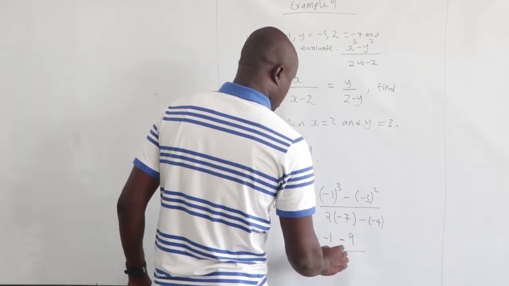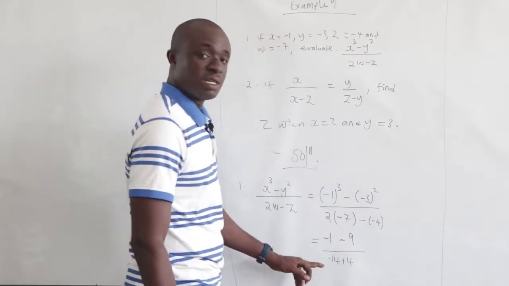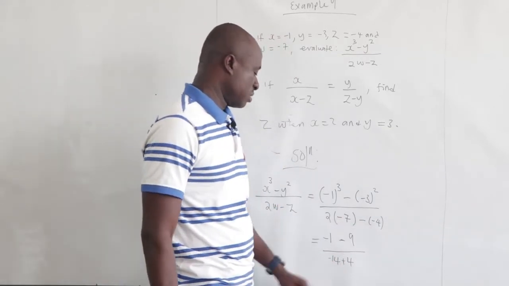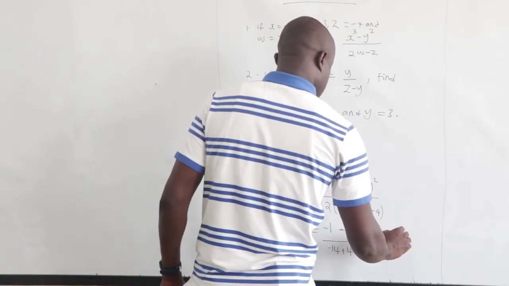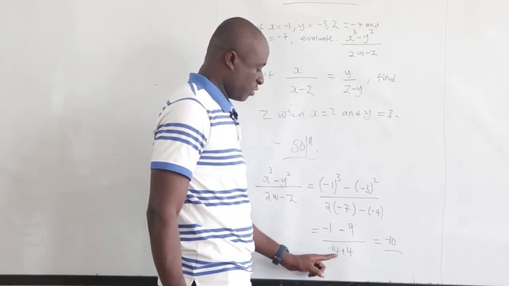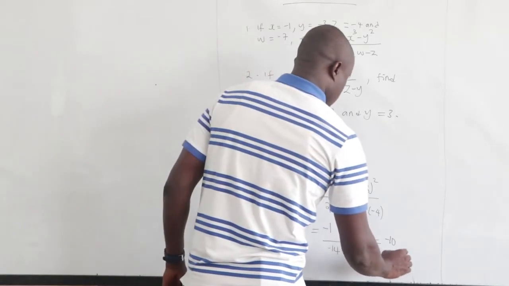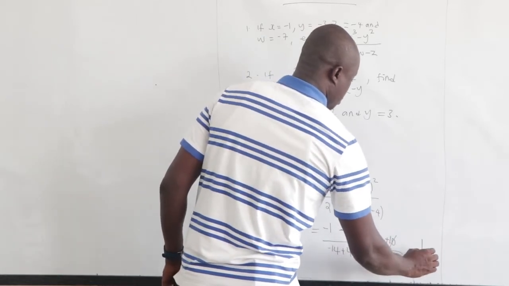All over, this will give us negative 14 plus 4. 2 times negative 7, that's negative 14. A negative times a negative is positive. And this is giving us the numerator, that is negative 10. Denominator, negative 4 plus negative 14 plus 4, that is negative 10. And when this cancels out, you are going to get 1.